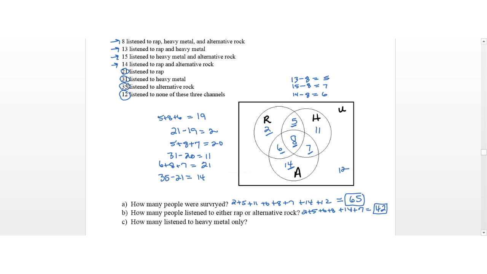And then lastly, we're asked how many listen to heavy metal only. And of course, that's easy to identify because we simply look at our Venn diagram and we're looking for all of the listeners that listen to heavy metal that did not intersect with rap or alternative rock. And the answer is 11.